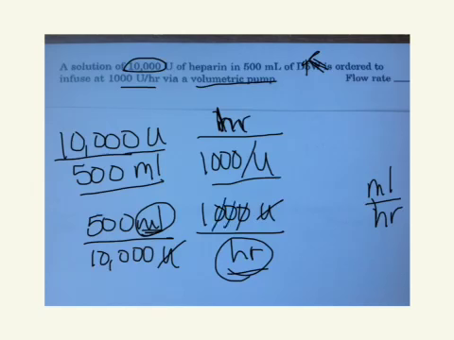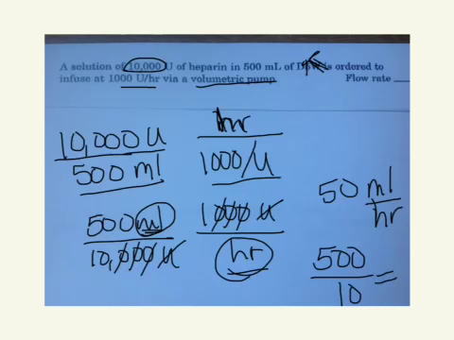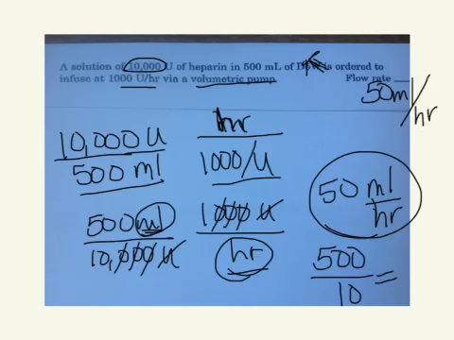1, 2, 3, 1, 2, 3. And that gives us 500 times 1, so 500 on the top, and then we have 10 on the bottom. You divide 10 into 500, and you have 50 milliliters per hour, and that's your answer. So the flow rate would be 50 milliliters per hour. Okay? Simple enough. Let's move on to the next one.